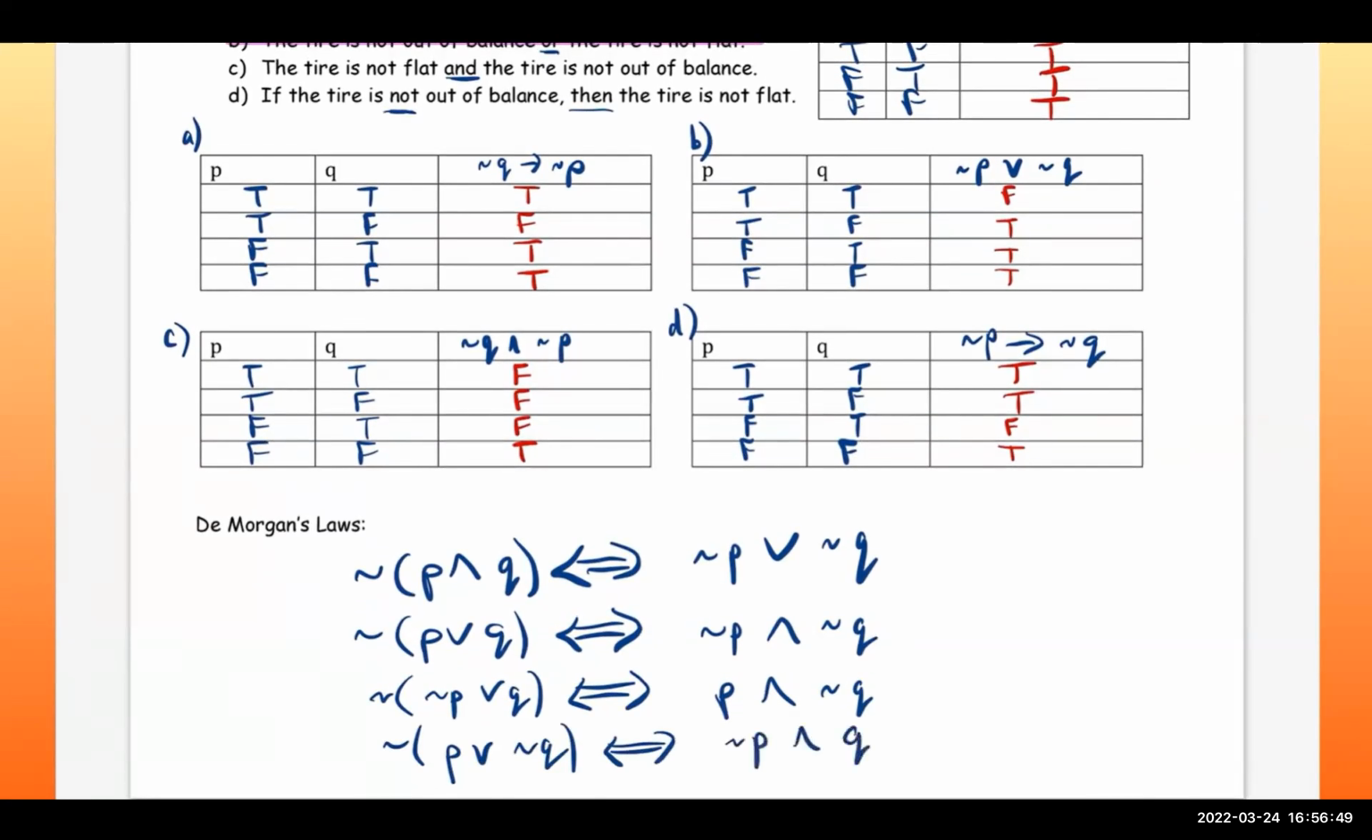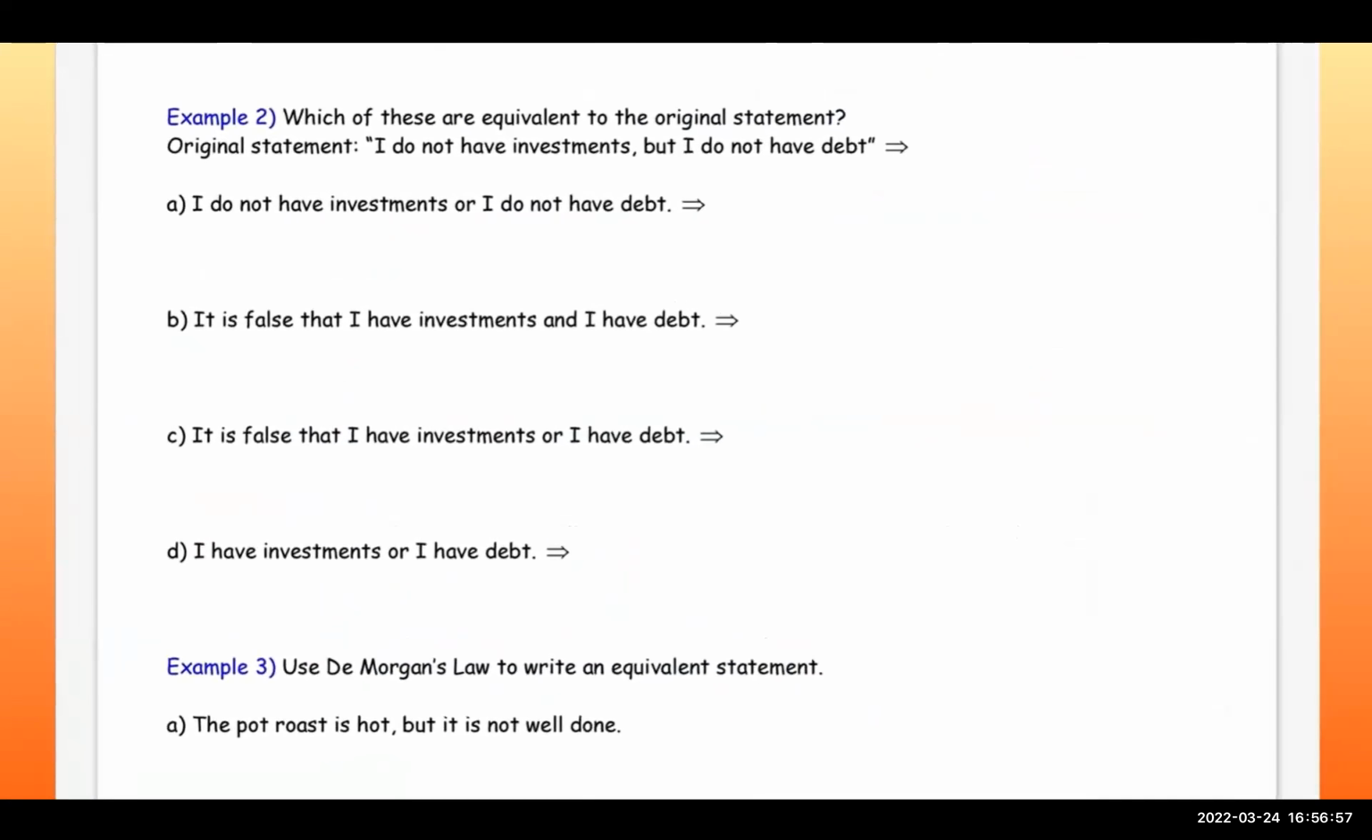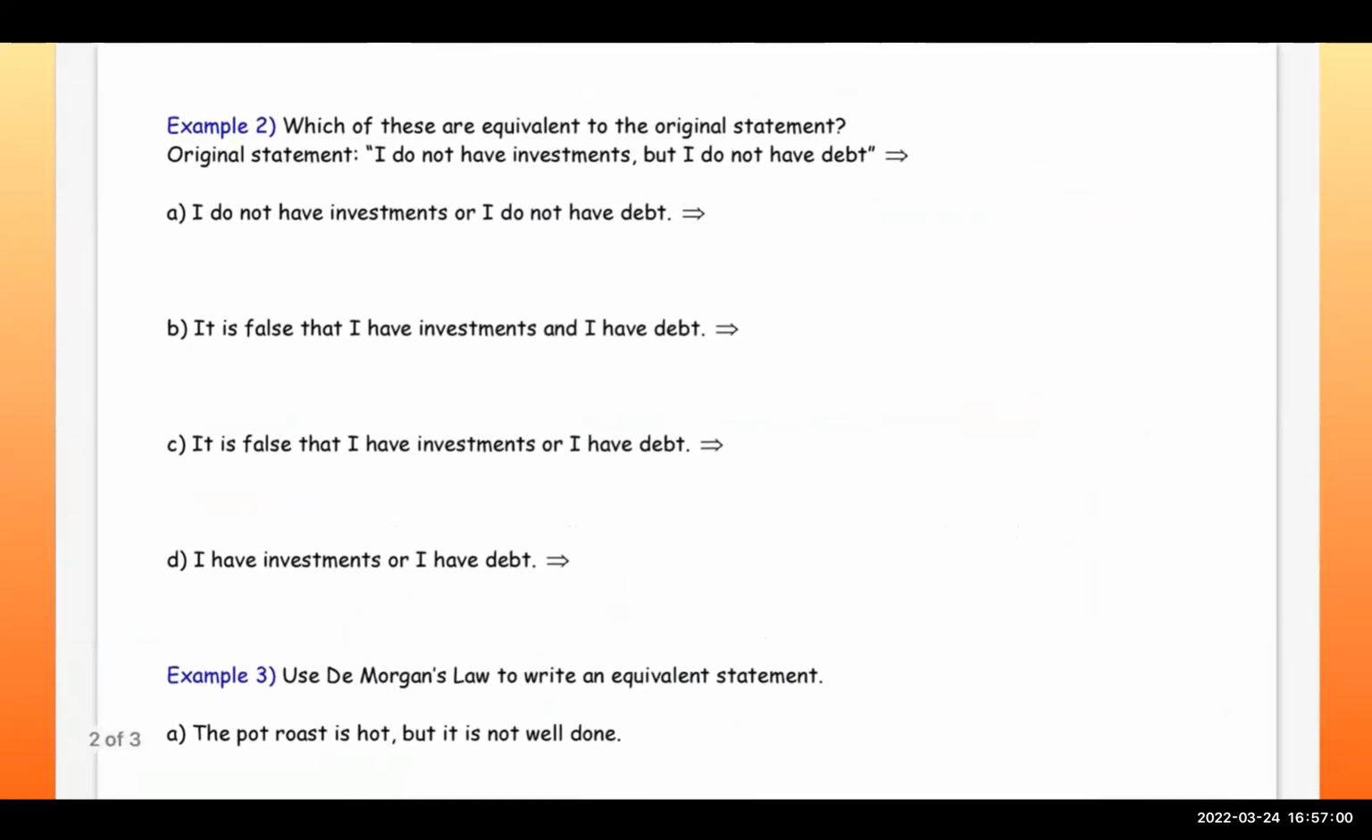All right, let's move on to the next page. Which of these are equivalent to the original statement? I do not have investments, but I do not have debt. So let's define P and Q. We'll say P is the statement, I have investments. And Q will be the statement, I have debts.